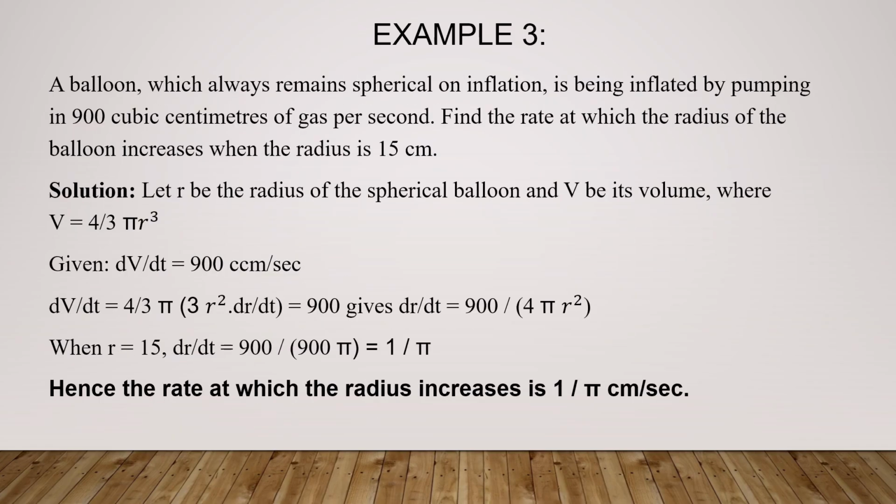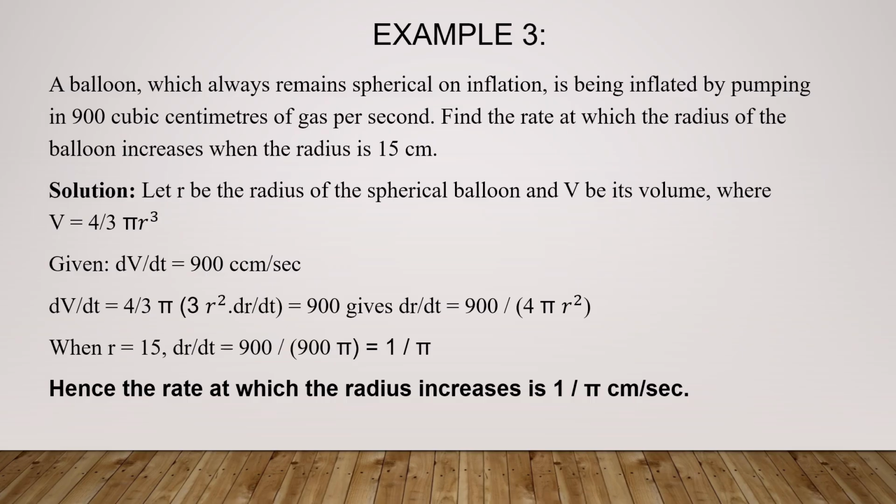Example 3. A balloon which always remains spherical on inflation is being inflated by pumping in 900 cubic centimeters of gas per second. Find the rate at which the radius of the balloon increases when the radius is 15 centimeter. Now see, over here a balloon is given and suppose r is the radius of the spherical balloon. Then what is the formula for volume of a sphere? It is 4 upon 3 pi r cube.